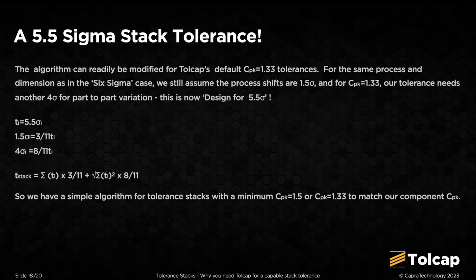So if the tolerance is 5.5 sigma, then 1.5 sigma must be 3/11ths of the tolerance, and 4 sigma 8/11ths of the tolerance. And then we work out our stack tolerance as before, but this time it's 3/11ths of the sum of the tolerances plus 8/11ths of the root sum square of the tolerances. So we have a simple algorithm for tolerance stacks with a minimum CPK equals 1.5 or CPK equals 1.33 to match our component CPK requirement.